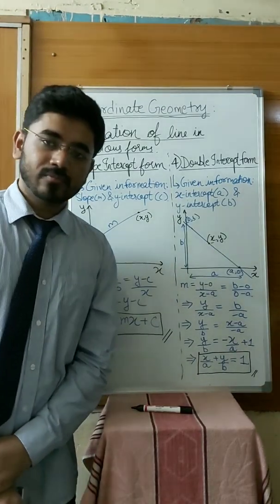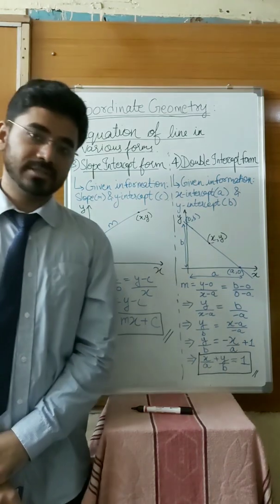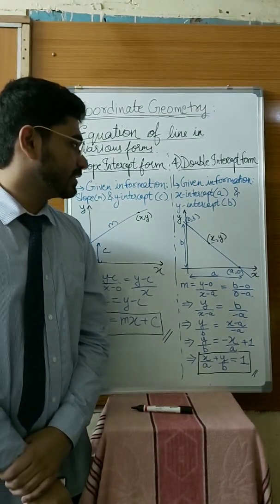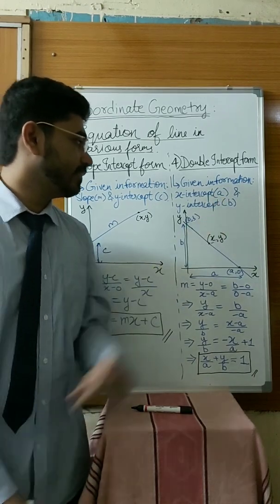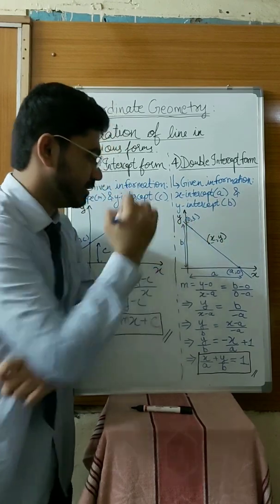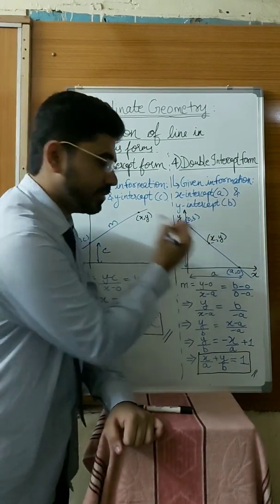In the double intercept form of the straight line, the required information are the 2 intercepts that the line makes with the x and y axis. The intercept made with the x-axis is a, and the intercept made with the y-axis is b. So this is the line that I have drawn. This is the x-intercept, this is the y-intercept, and this is the general point that I have taken on the line.